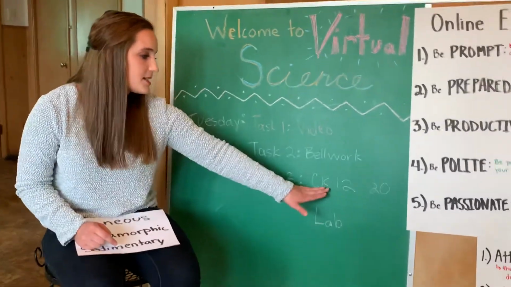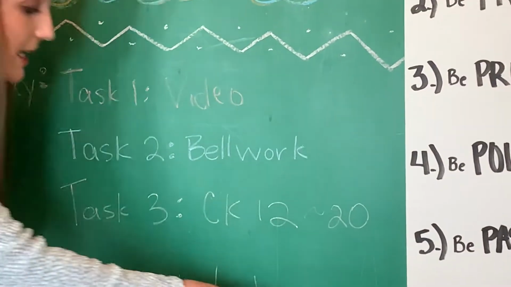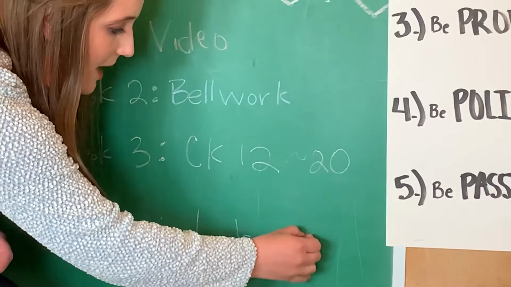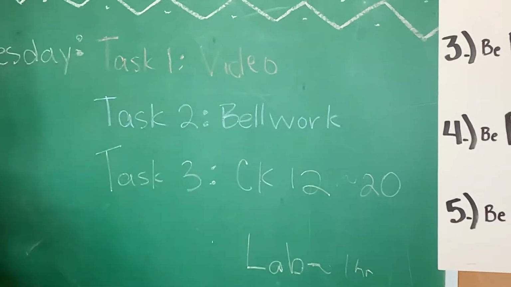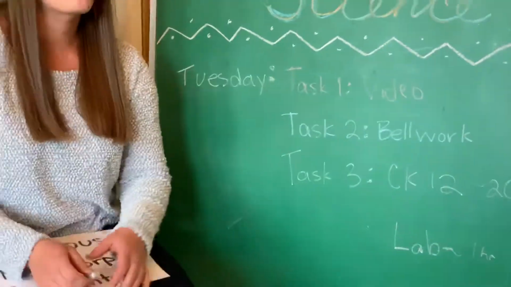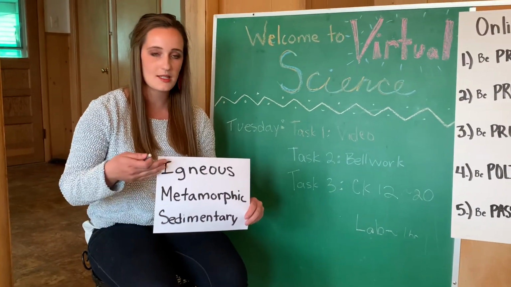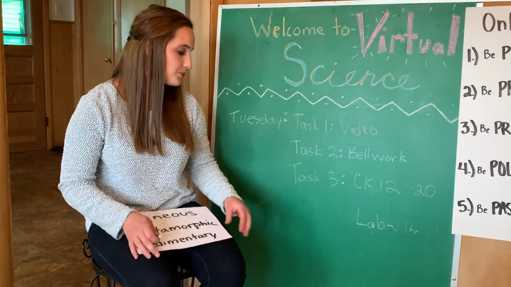Task 3, CK12, should take you about 20 minutes, and the lab today, if you choose that option, should take you about an hour. Okay, so CK12, you're going to be reading about the rock cycle process and how these 3 types of rocks can turn into each other. And it's not always in a specific order. So it's called a rock cycle.